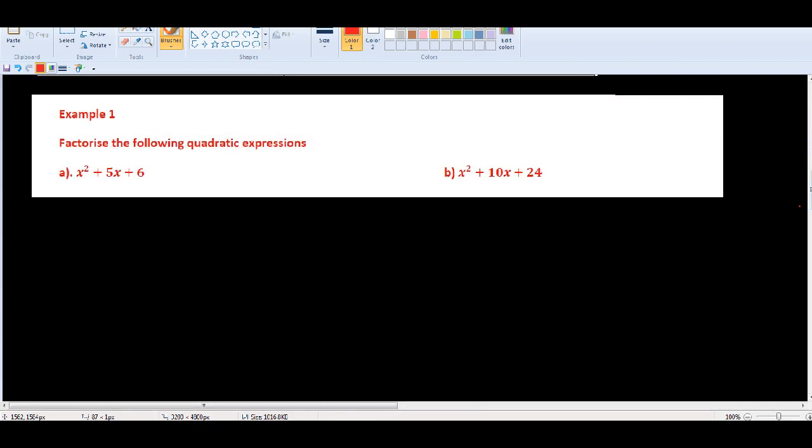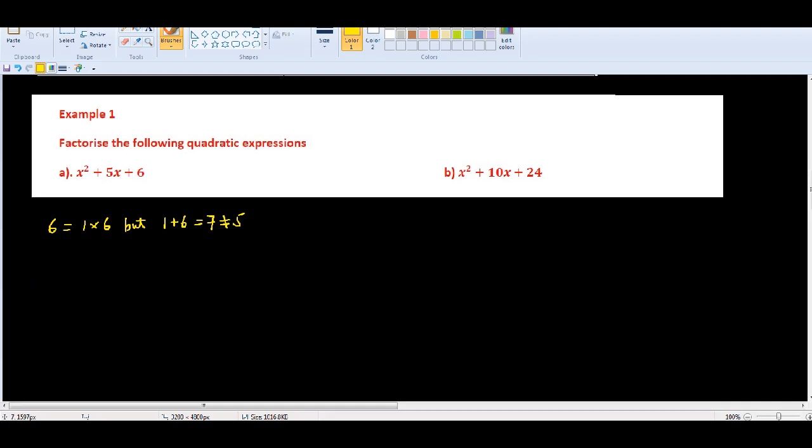So let's see this one: x squared plus 5x plus 6. Let's think about the possible factors of 6. So 6 could be 1 times 6, and 1 plus 6 is 7. It's not 5, not the middle term, so that means 1 times 6 fails.